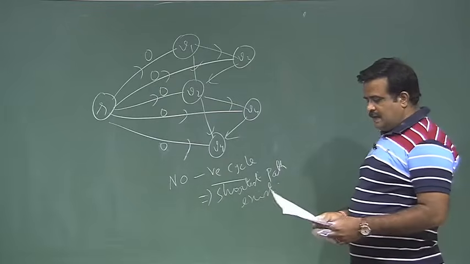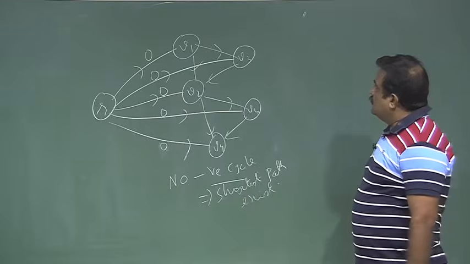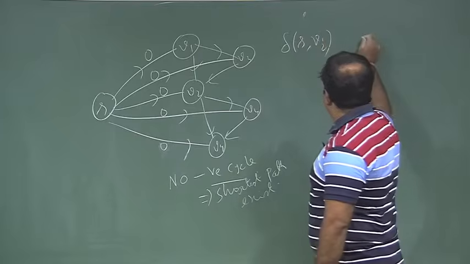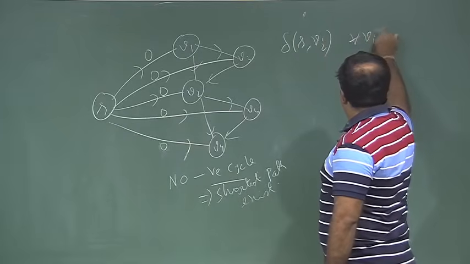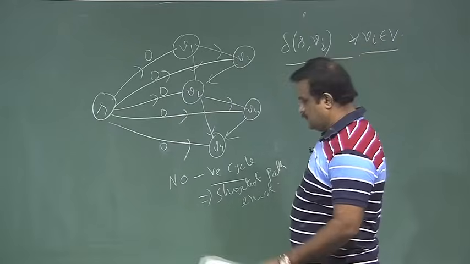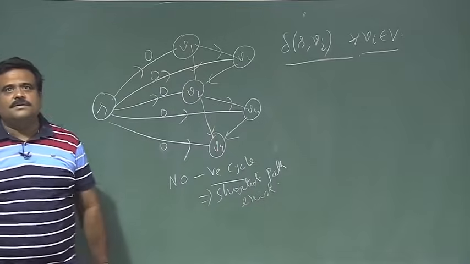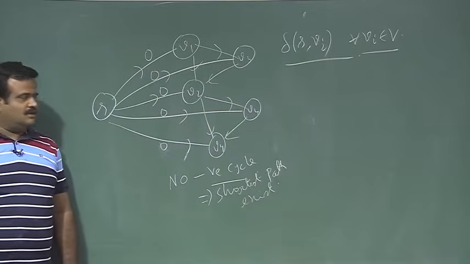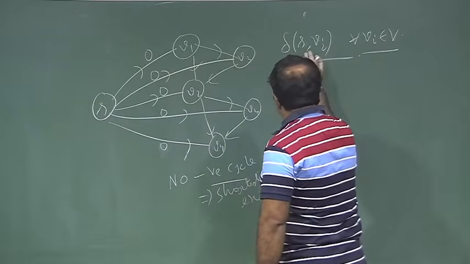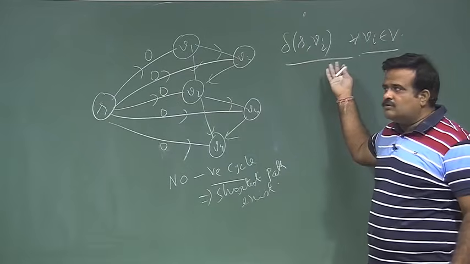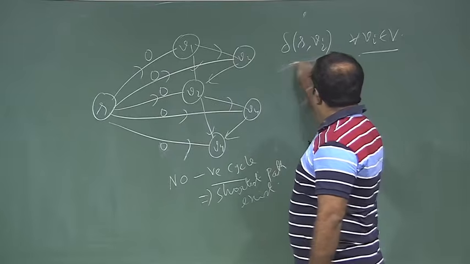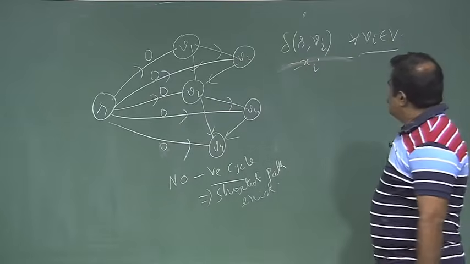Okay. And so that means we will get delta of S comma Vi for all Vi belonging to V. This exists because there is no negative cycle, so Bellman-Ford will give the solution. So this we will define as xi. Okay. Now what do we have?